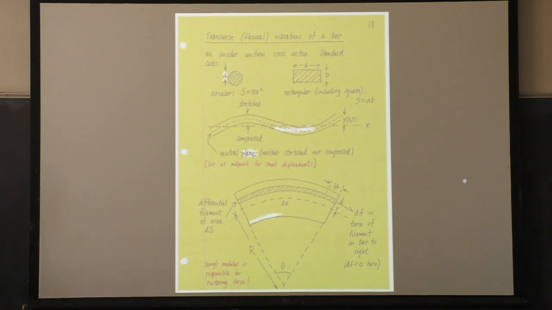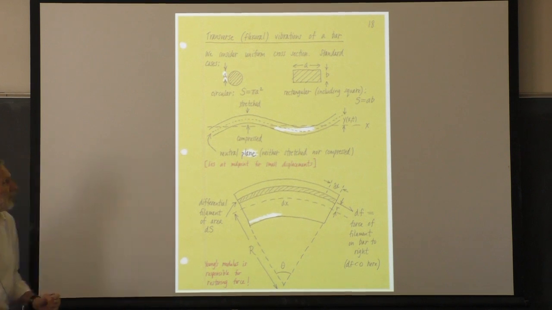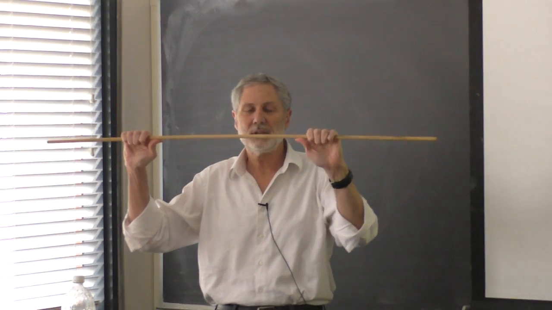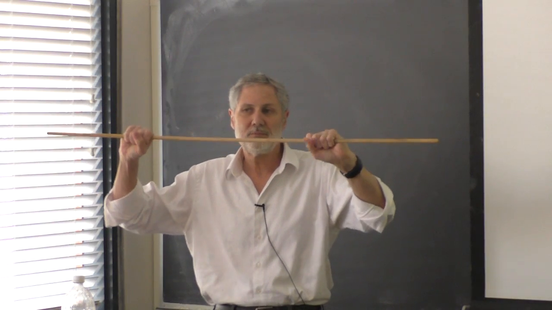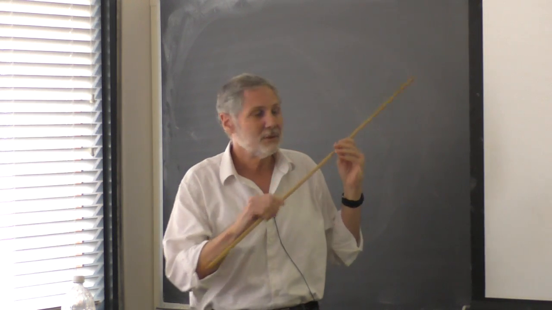So we're going to begin now with these flexural vibrations. And one of the first things we have to notice is, if we're considering a bar like this, we're going to be able to derive its flexural behavior. But we've got a circular cross section here, right?